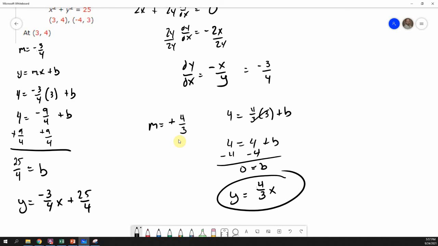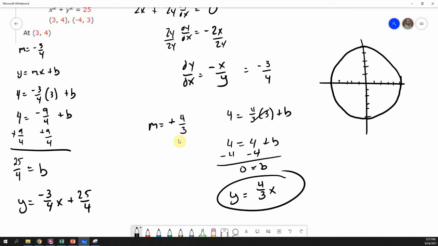And then when we graph them, x squared plus y squared is always a circle. One, two, three, four, five. So since this is x squared plus y squared equals 25, that means the circle goes out to 5. All right, and then we have y equals 4/3 x. So that would go through the origin up to 1, 2, 3, 4, 5, something like that.